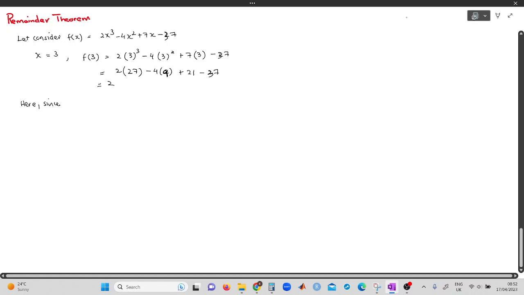So here, since f of 3 is not equal to 0, x minus 3 is not a factor of the polynomial f of x, equals to 2x cubed minus 4x squared plus 7x minus 37. D'accord? Donc, on peut montrer ça comme ça, ou bien, tout simplement, we can proceed by algebraic division.